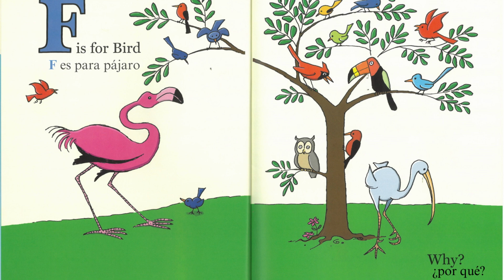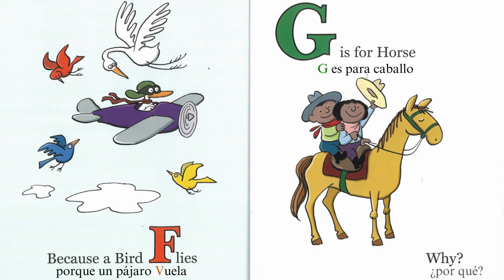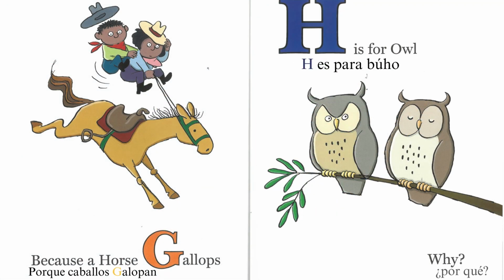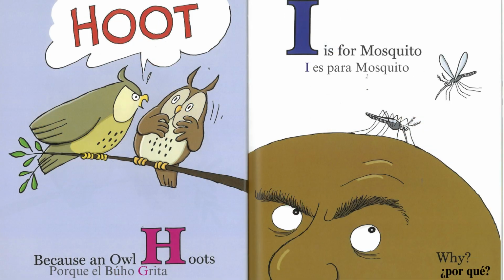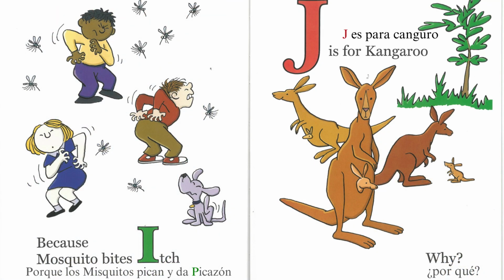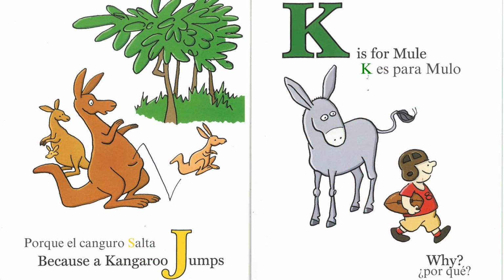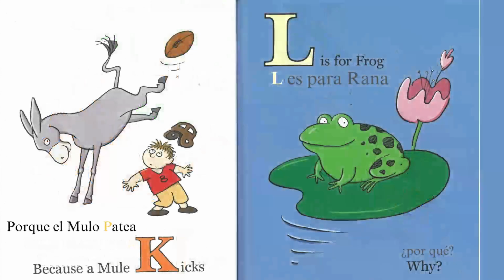F is for Bird. Why? Because a bird flies. G is for Horse. Why? Because a horse gallops. H is for Owl. Why? Because an owl hoots. I is for Mosquito. Why? Because mosquito bites itch. J is for Kangaroo. Why? Because a kangaroo jumps. K is for Mule. Why? Because a mule kicks.